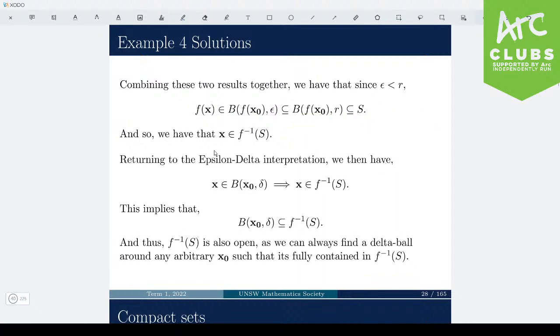What does that mean? We have that from the epsilon-delta interpretation, x must have been in the delta ball around x0. But we also now have that as a result of continuity and openness of S, x must be in the preimage of S. And so it's saying that you can always have a delta ball around x0 that is a subset of the preimage of S. And this is basically the definition of an interior point. So that means x0, no matter what we choose it to be, will always be an interior point of the preimage of S. And so the preimage of S is open, because every point in the preimage of S is an interior point.